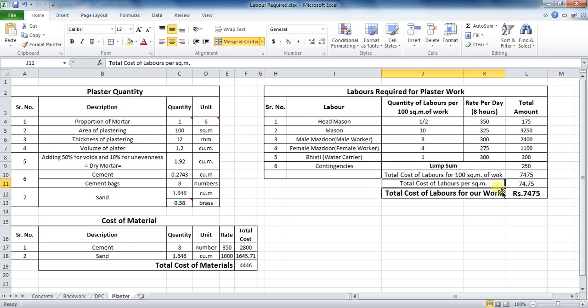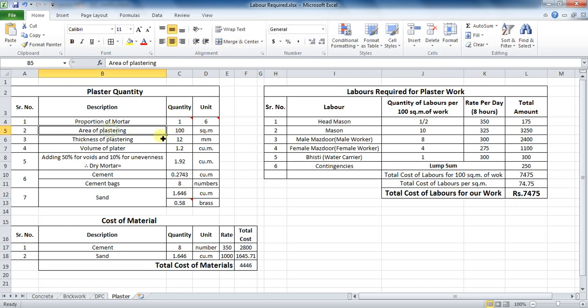Next part is to calculate the total amount of labors for per square meter of work, that is, for 1 square meter of work. So the formula will be this value divided by 100. So the formula in Excel will be cell L10 divided by 100, which comes to be ₹74.75.